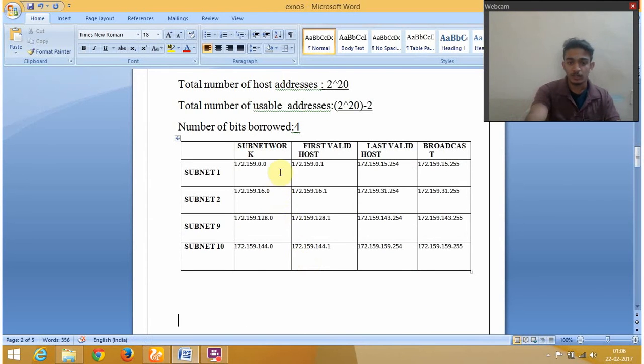This is the addressing table I have created. I have given 4 entries, the first, second, and the 9th and 10th. The first is 159.0.0, then it's 16.0, then 128.0, then 144.0. Next one.